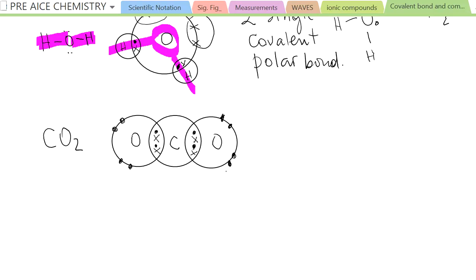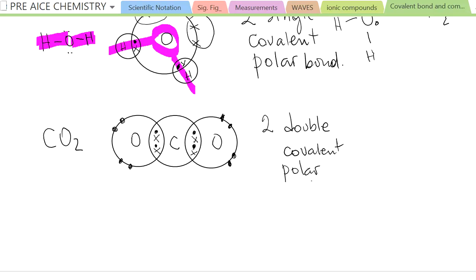What kind of bonds they have? 2 double bonds. 2 double covalent polar bonds, yes? So they have 2 double covalent polar bonds. How do we know if it's polar or it's non-polar?